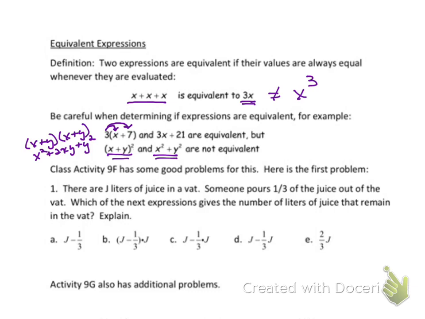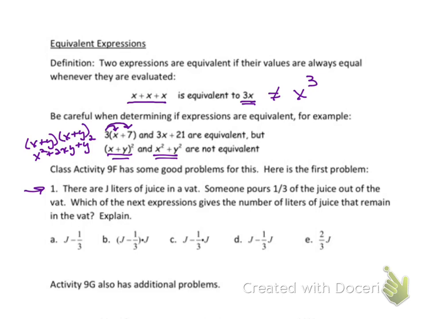Okay, so here class activity 9F had some good problems, and here's the first problem. It says there are J liters of juice in a vat. Someone pours a third of the juice out of the vat. Which of the next expressions gives the number of liters of juice that remain in the vat? Okay, so J minus 1/3 is not good. Okay, so let's talk about what is good, and we'll figure that out.